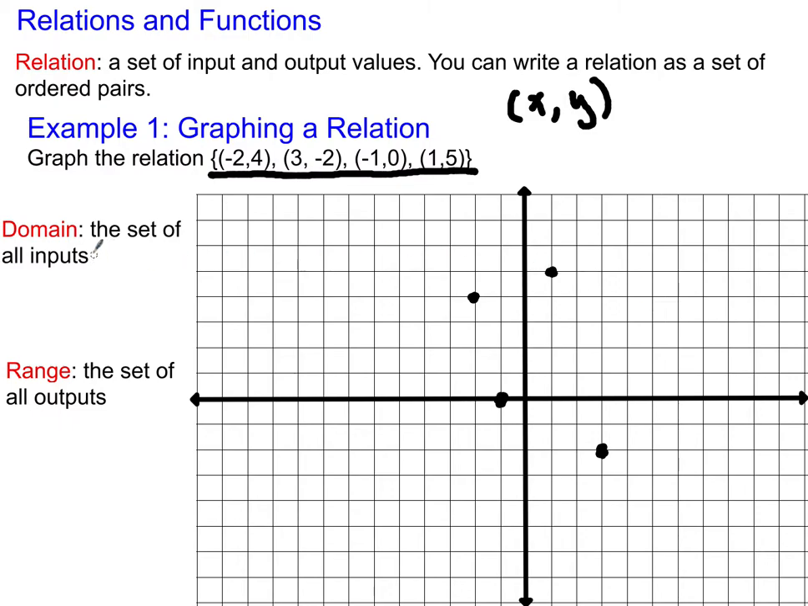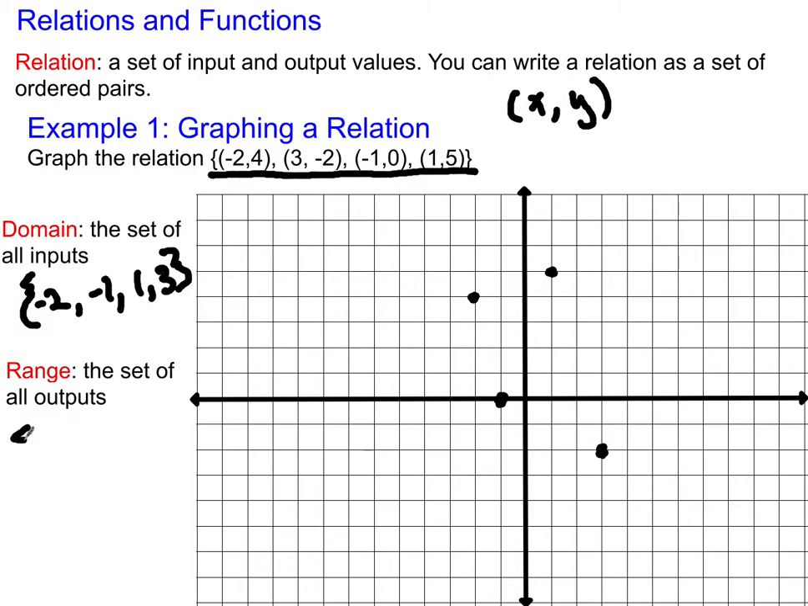And then if we look over here, it says domain is the set of all inputs. So remember, a relation is input and output values. So the input values are going to be the x values, and the output values are going to be the y values. The notation for a set is these curly brackets. And then you write down all of the values in your set, and I like to write them in order from least to greatest. So -2, -1, 1, 3. Okay, those are all the values. They're all of the inputs for this relation.